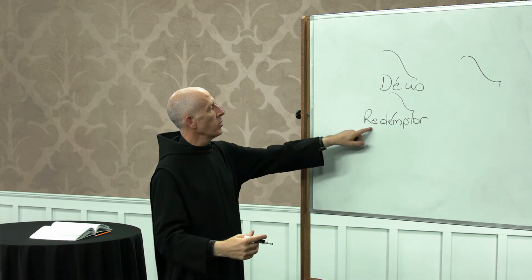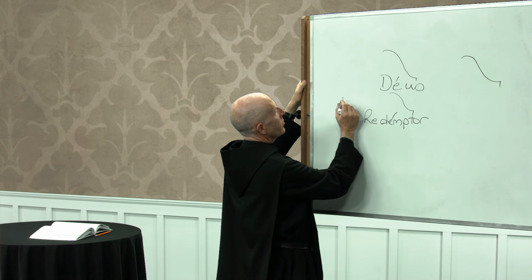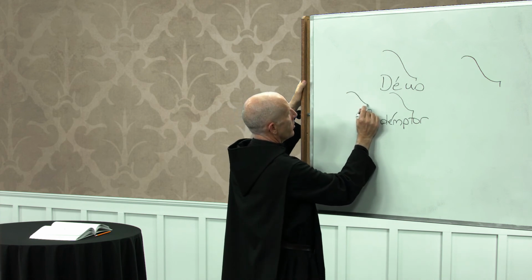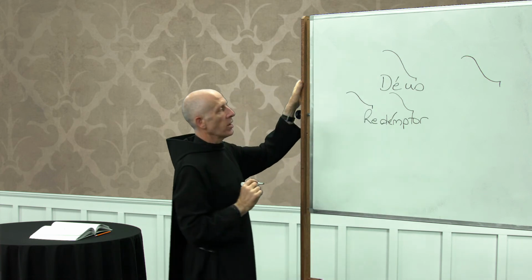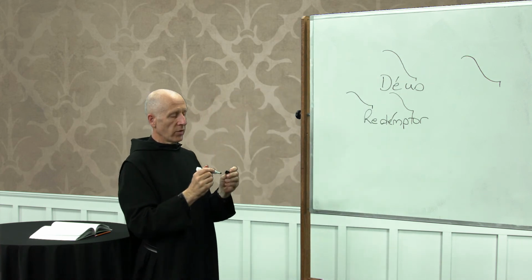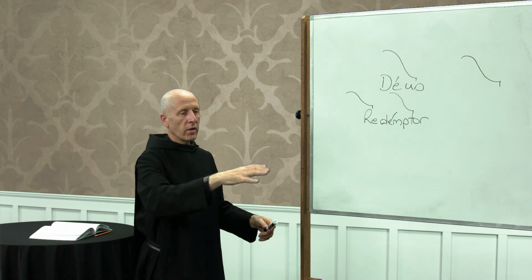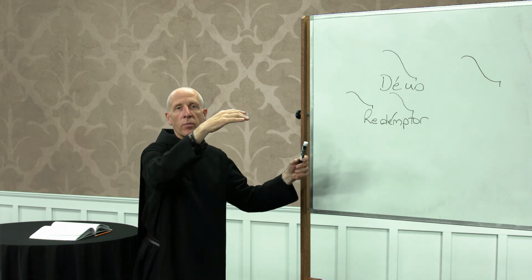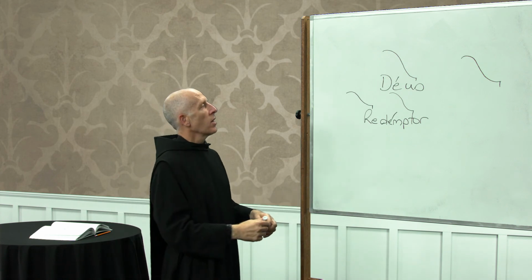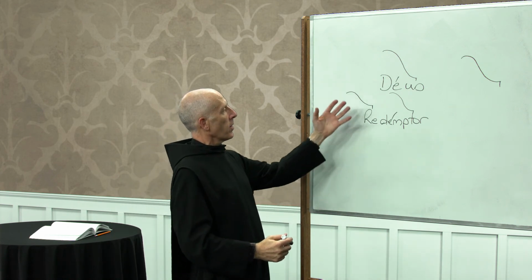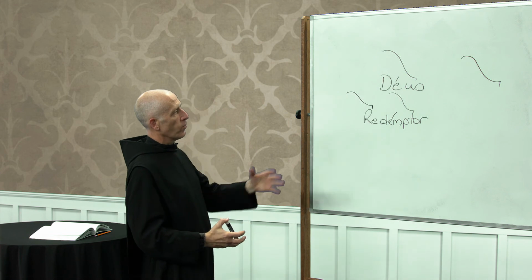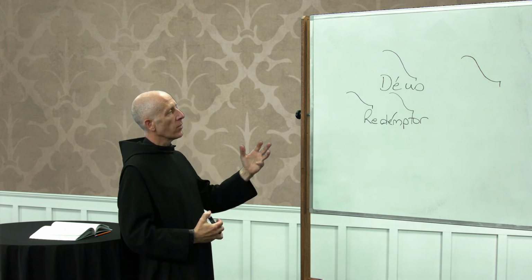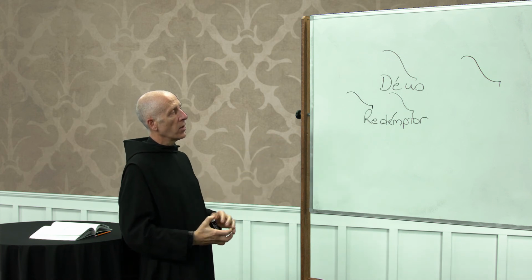But what do we do with this? We have to use another curve, another rhythm which terminates, which falls on that first syllable. Redemptor. So that covers pretty well the case of the spondee.